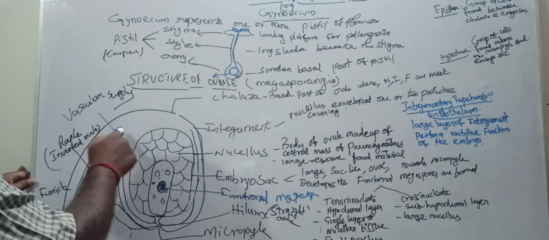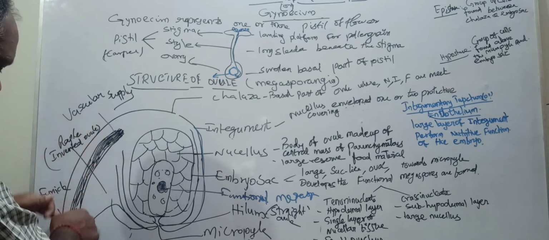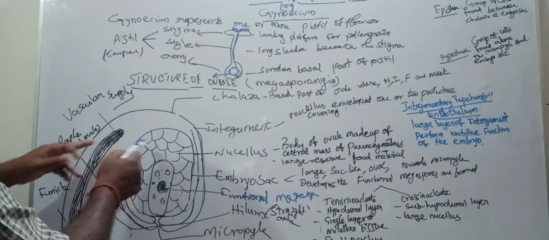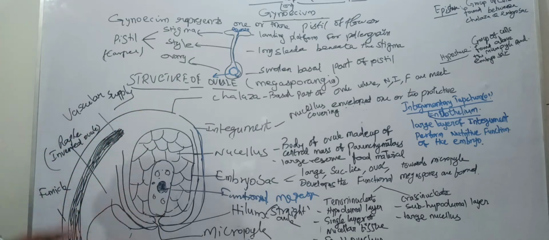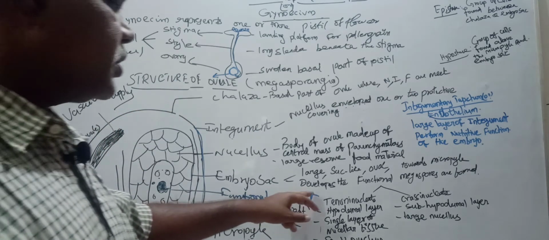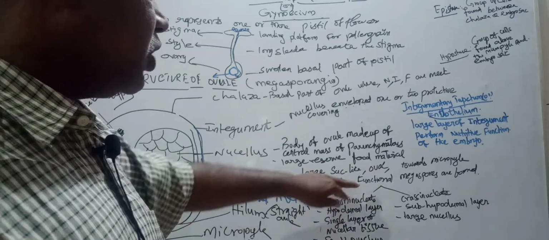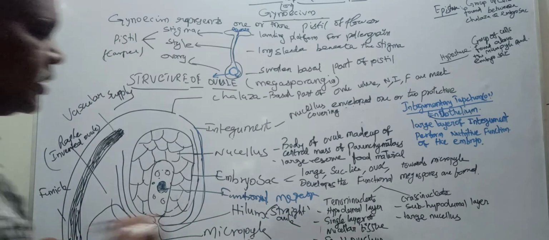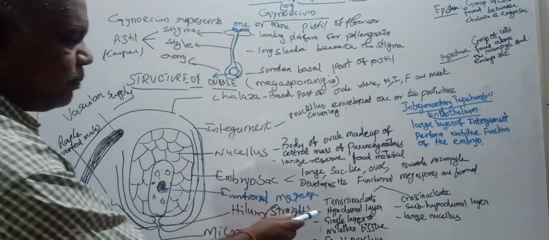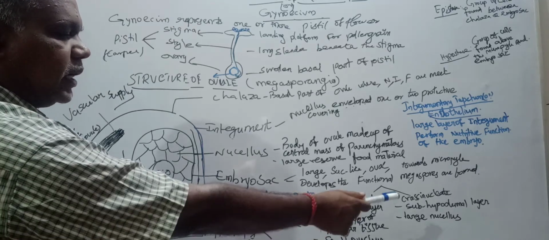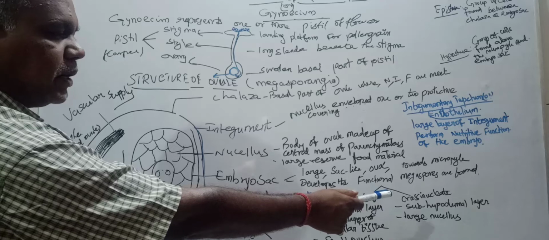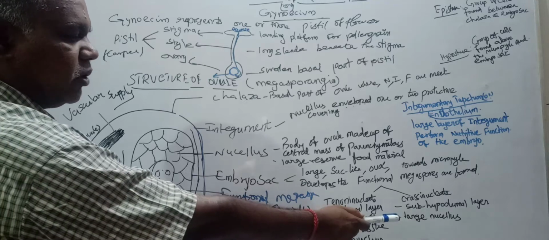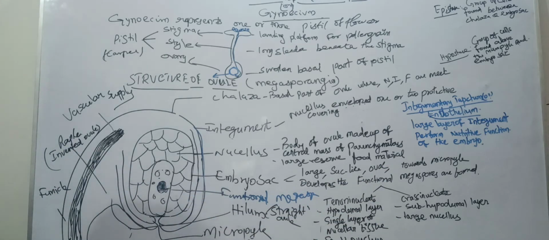What is the meaning of vascular supply? In the integument, a vascular supply is present. Next, the embryo sac develops from the functional megaspore. There are two types: tenuinucellate and crassinucellate. What are the differences? In tenuinucellate, the megaspore mother cell develops in the hypodermal cell, and the nucellus is small. In crassinucellate, it develops in the subhypodermal layer, and the nucellus is large.